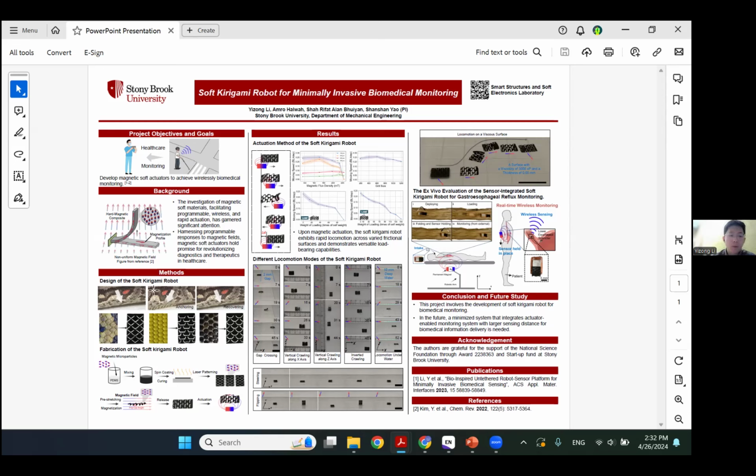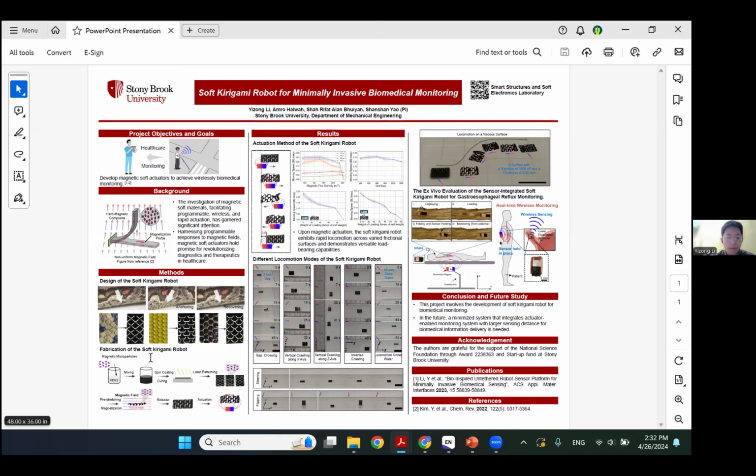To design our soft kirigami robot, we were inspired by the locomotion mechanism of the snake. When the snake crawls on the ground, it utilizes its scales, which can pop up when it stretches its body and generate an anisotropic coefficient of friction so it can move forward. So we designed three kinds of soft kirigami robots with different patterns mimicking the snake skin, which are triangular, trapezoidal, and circular patterns.